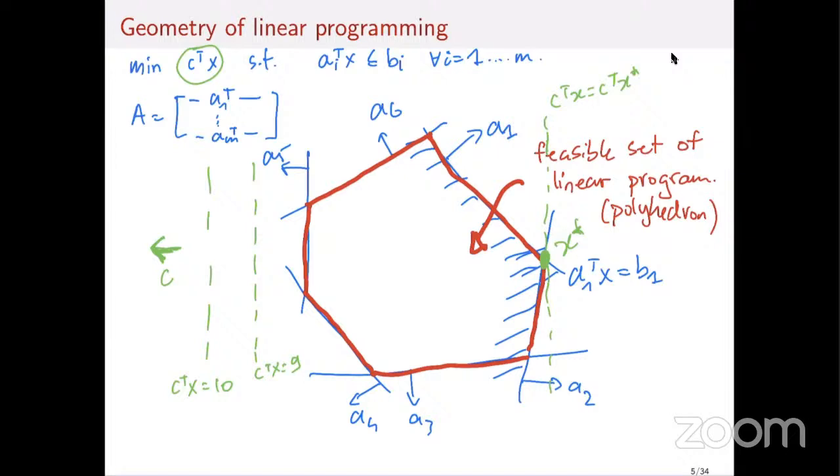This is well known, and in fact it is exploited algorithmically. The simplex method to solve linear programming is exactly based on this fact. It starts at a certain extreme point, and then it keeps moving in a certain way in order to reach the best extreme point. This is actually the first algorithm that was invented to solve linear programming, invented by Dantzig in the 1940s.